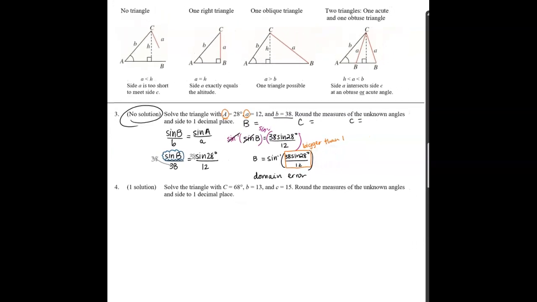So it is possible that you're given some values of a potential triangle and you start trying to solve it and you find that it's not possible to make a triangle with those specifications.